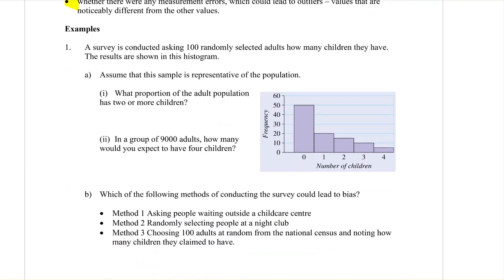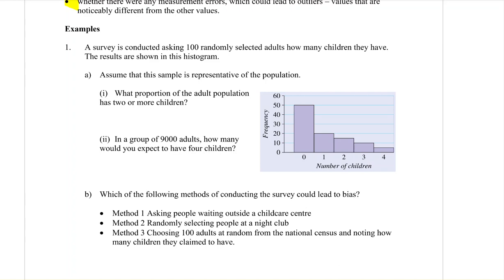A survey is conducted asking 100 randomly selected adults how many children they have, and the results are shown in the histogram. So the number of children, so 0 children, there were 50 people that had no children. That's how you read that. 1 child, there were 20 people that had 1 child, okay? So assume that this sample is representative of the population. What proportion of the adult population has 2 or more children?